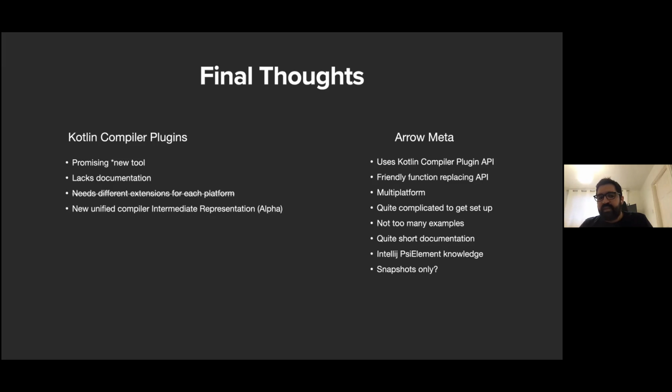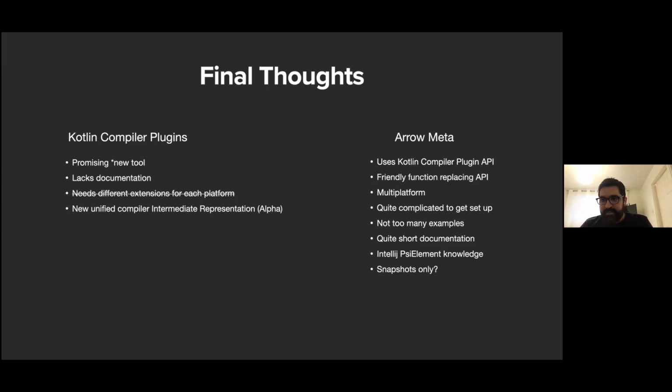So if you really want to create your own compiler plugin, and at least for Java you don't want to deal with ASM, maybe you should try Arometa. As you saw, it's quite straightforward, but it also has a couple of downsides. So I guess Arometa will be a nice way of creating your compiler plugin that works right away for all of the platforms.